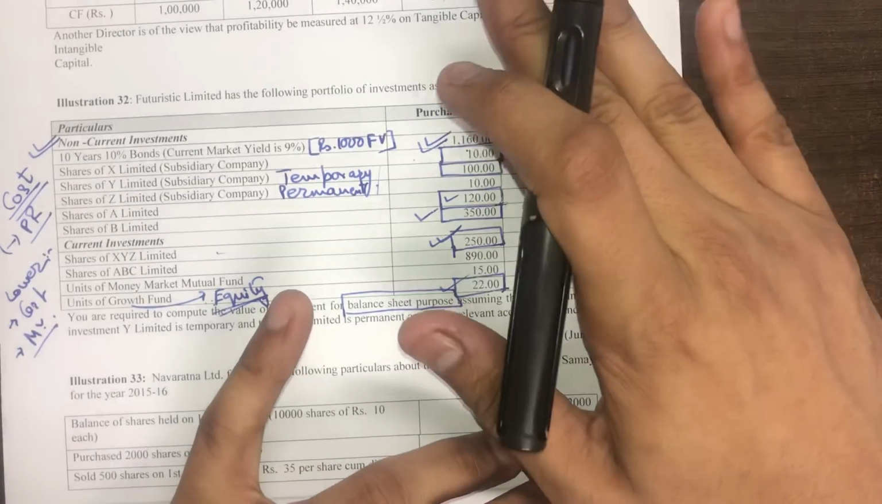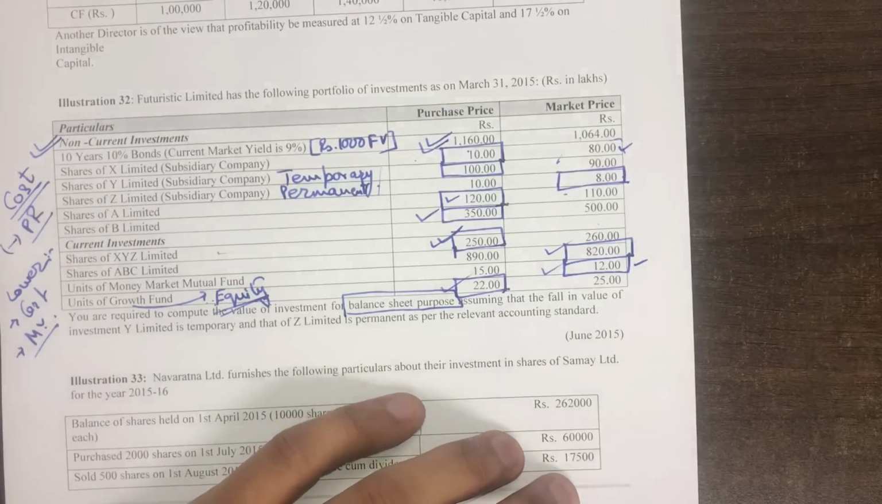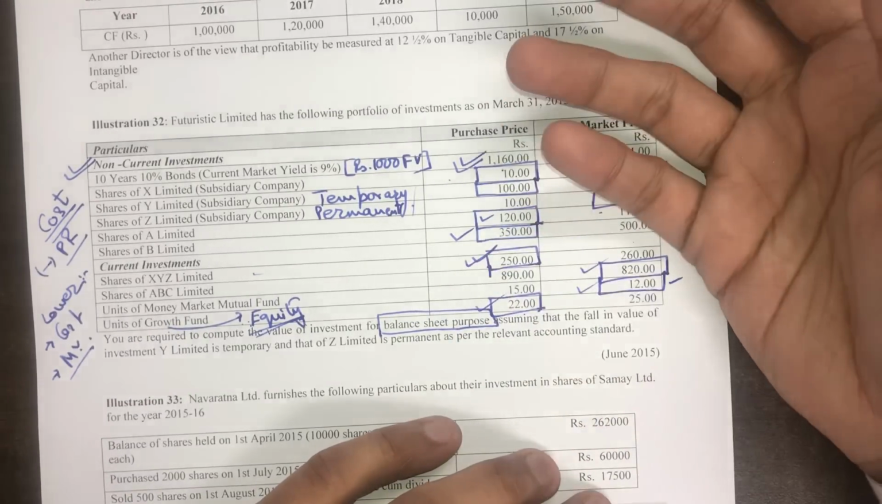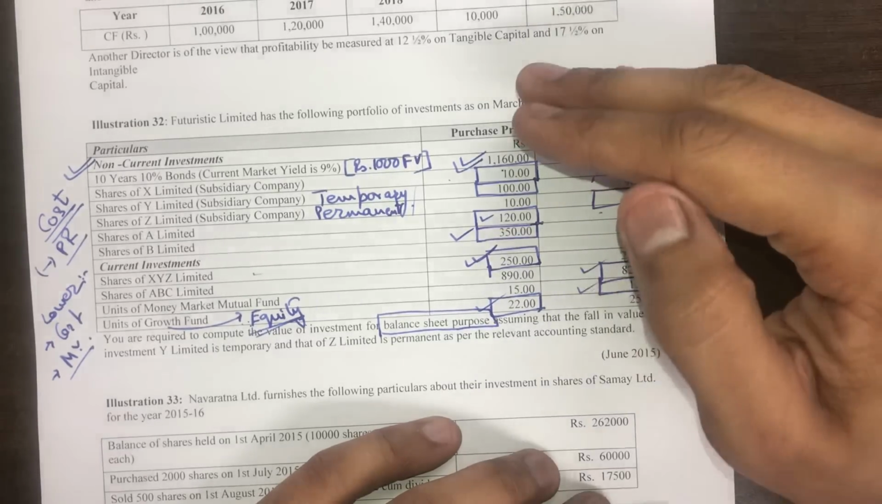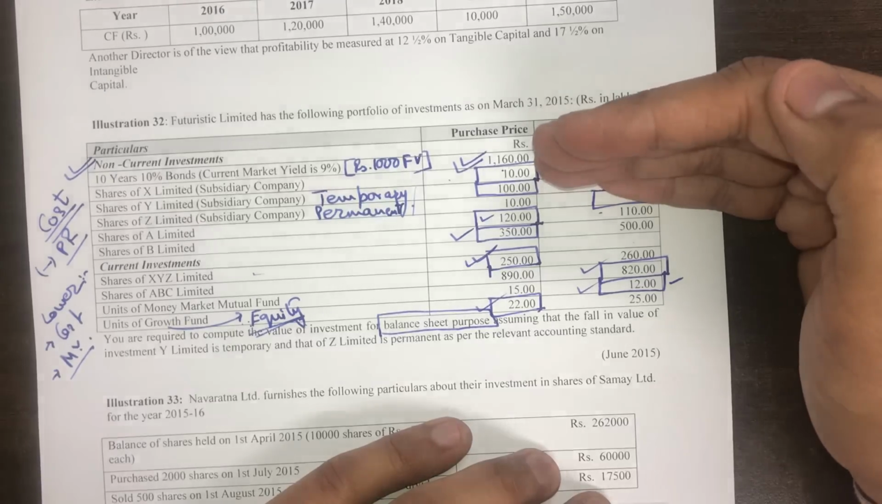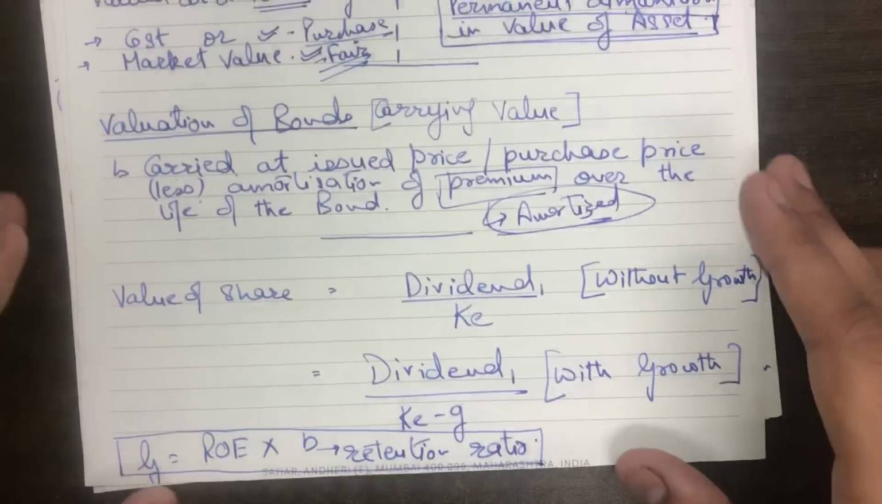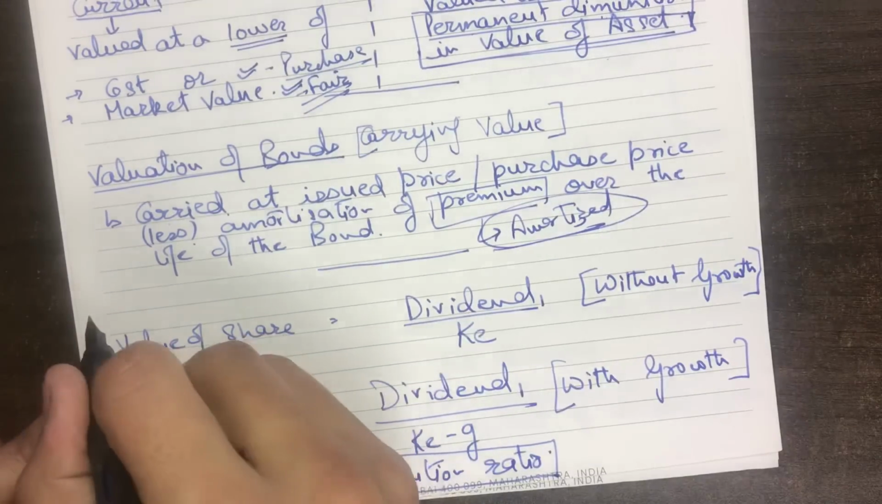Carrying cost is different from valuation. Carrying cost determines only the value, actually the amount of the investments which you will be writing in your balance sheet in the future years, and these deal with the investments which you have already purchased in the past. So now coming on to the second aspect of this chapter, valuation of shares.